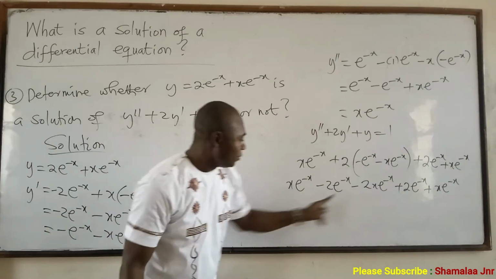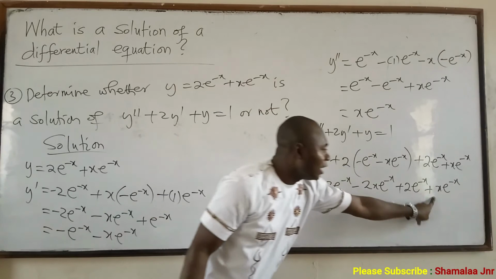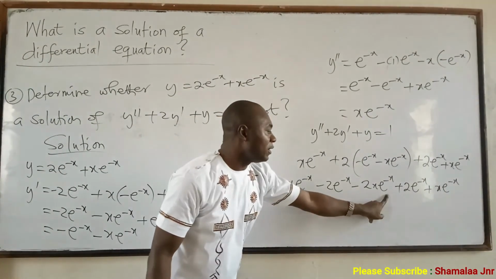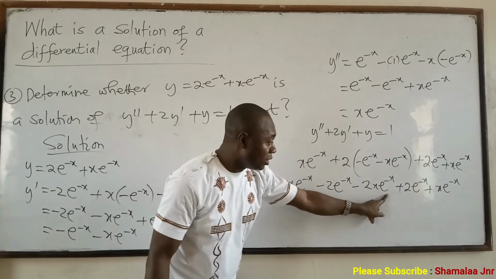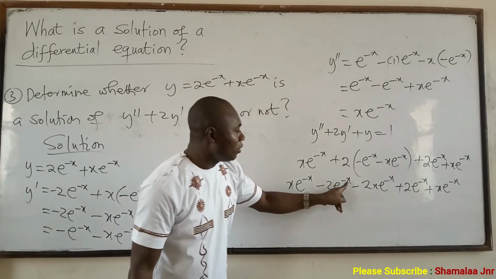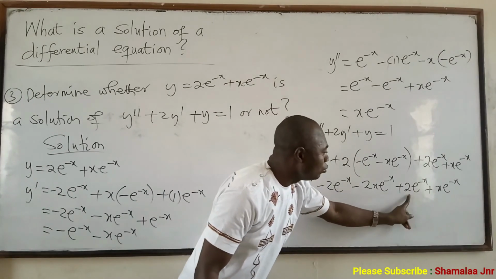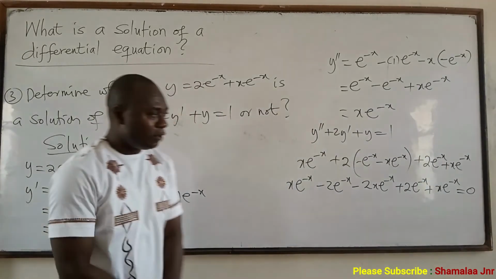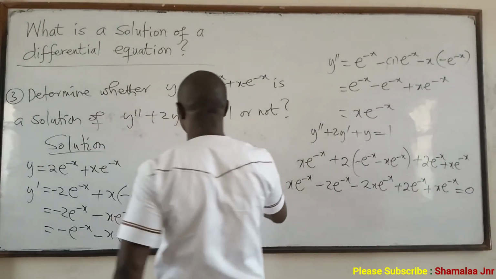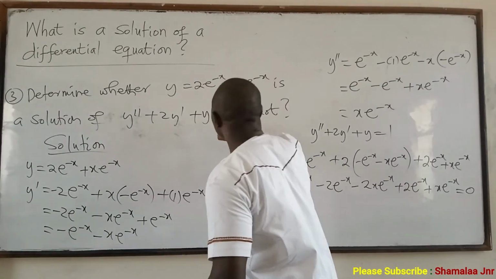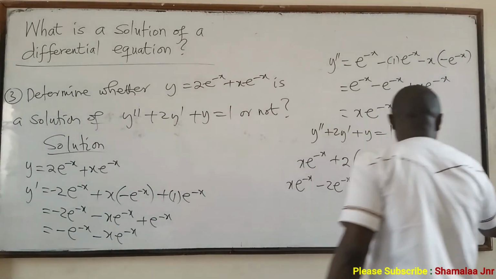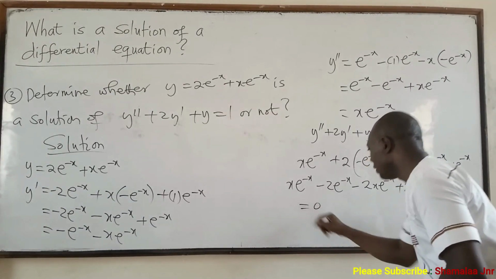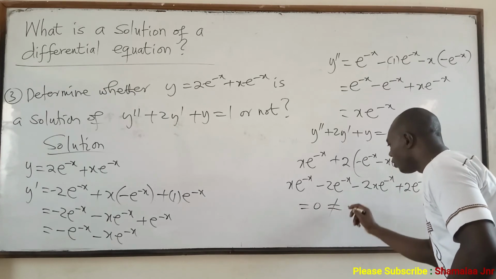Now look on the board. x exponential of negative x and then x exponential of negative x, that will be 2x exponential of negative x positive. So they will cancel this negative 2x exponential of negative x. And then negative 2 exponential of negative x will cancel positive 2 exponential of negative x. So the whole of this is giving us 0. But look at what we are given. It said it should be equal to 1. And because the whole of this is equal to 0, and this 0 is not equal to 1.